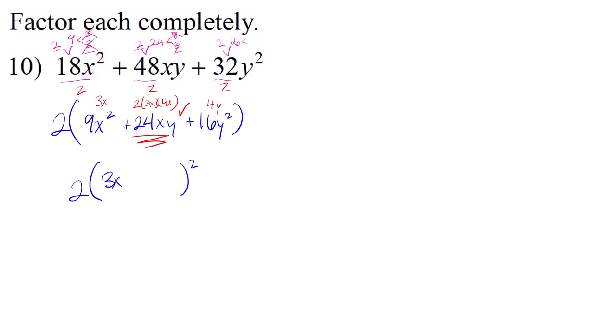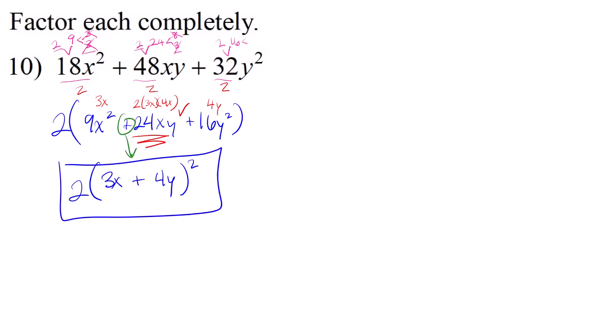We can put the square root here, 3x, square root of 9x squared. The square root of 16y squared can go here. And then whatever sign this is going to come down, right? So it'll be plus. And that's all we have to do. Okay, so that would work if we did it the other way, but this way is probably a little faster. All right, let me show you a couple more things.